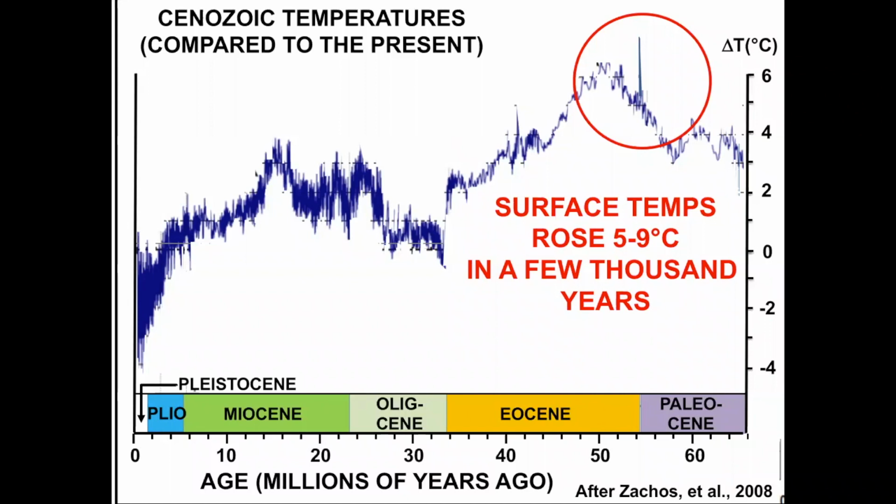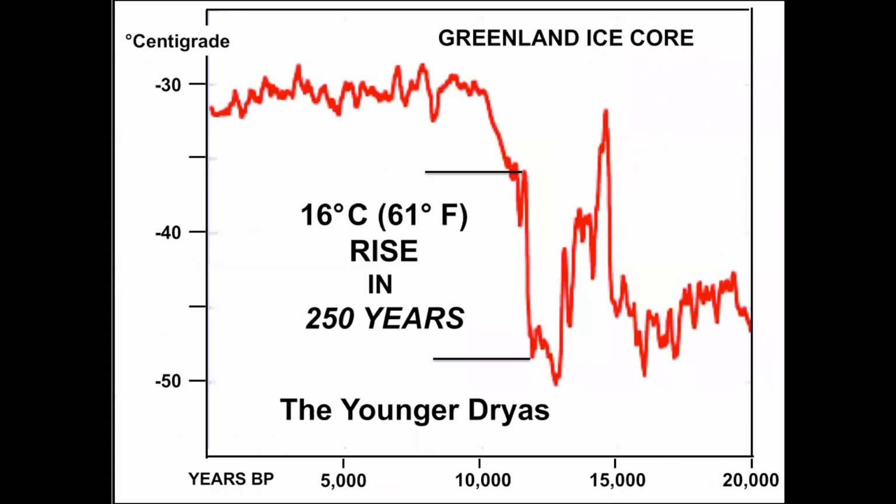You see that with the temperature spike of the Eocene and Paleocene temperature rise. And you can see it again dramatically in the temperature rise at the end of the Younger Dryas. 16 degrees centigrade in 250 years, that is phenomenal.